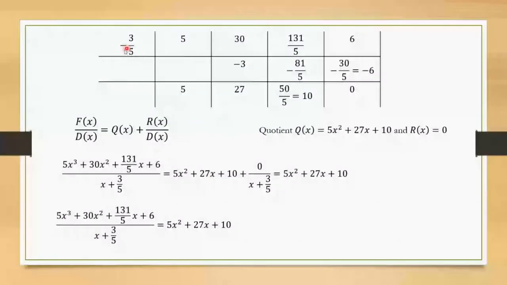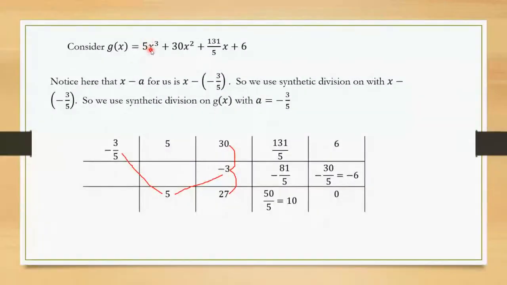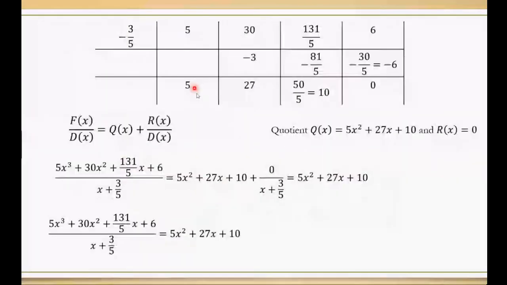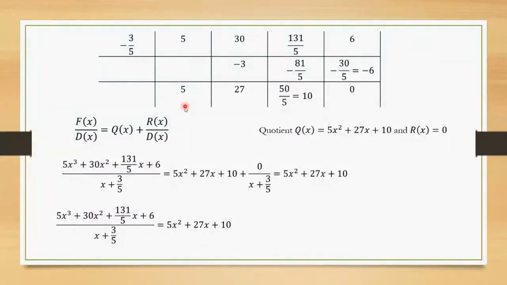So altogether, this is the same chart from before. Altogether, then, what's our quotient? Well, since this was degree 3, our quotient will be degree 2. We'll have 5x squared plus 27x plus 10. 0, that's our remainder. This number is our remainder.